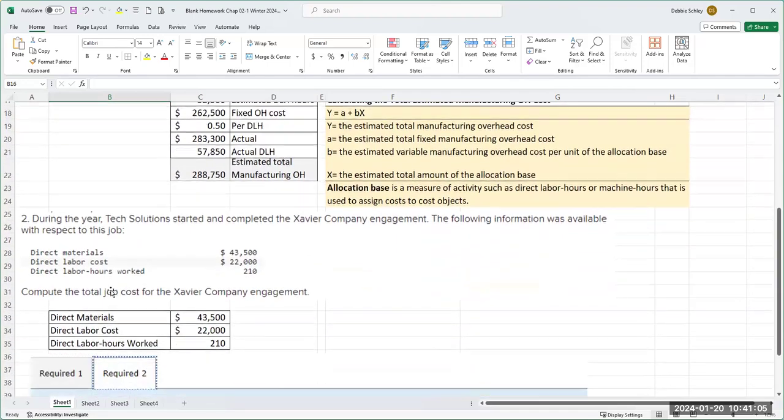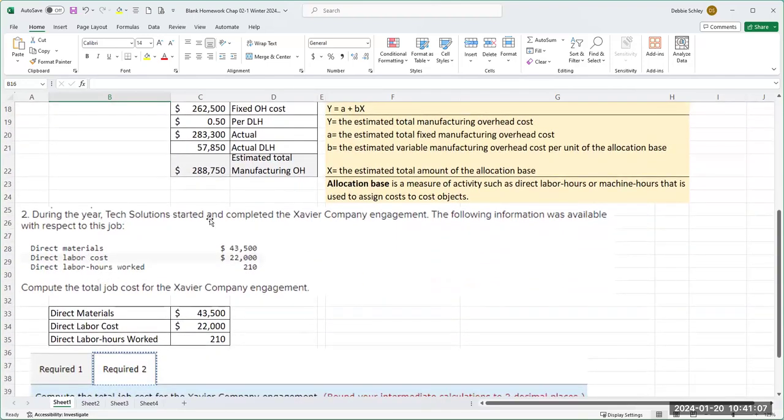Okay, part 2. During the year, Tech Solutions started and completed the Xavier Company engagement, which just means the job. The following information was available with respect to the job. So this is straight out of my book, so I just put those numbers here. Direct materials, 43,500. Direct labor cost, 22,000. Direct labor hours worked, 210 hours.